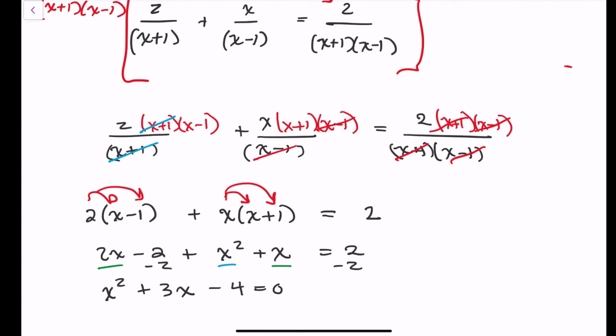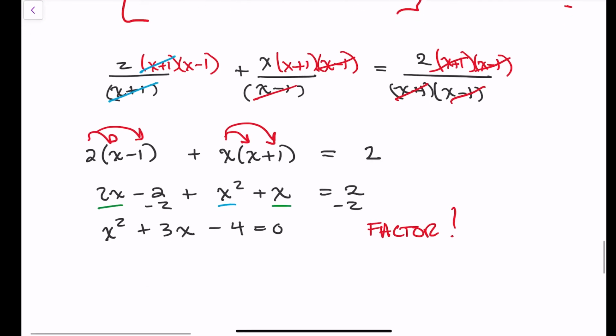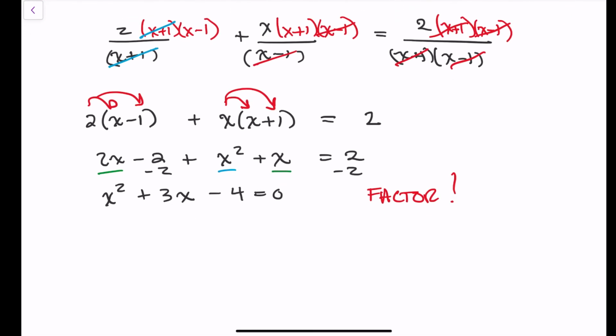And now, what do I need to do to solve for x? I need to factor. So I need to factor x squared plus 3x minus 4 equals 0. And that's not too bad to factor. None of these problems will be too tough to factor. So you just need to remember there are a lot of steps involved here. So now I factored it. I need to set each of those factors equal to 0. So I end up with x equals 1 and x equals negative 4.